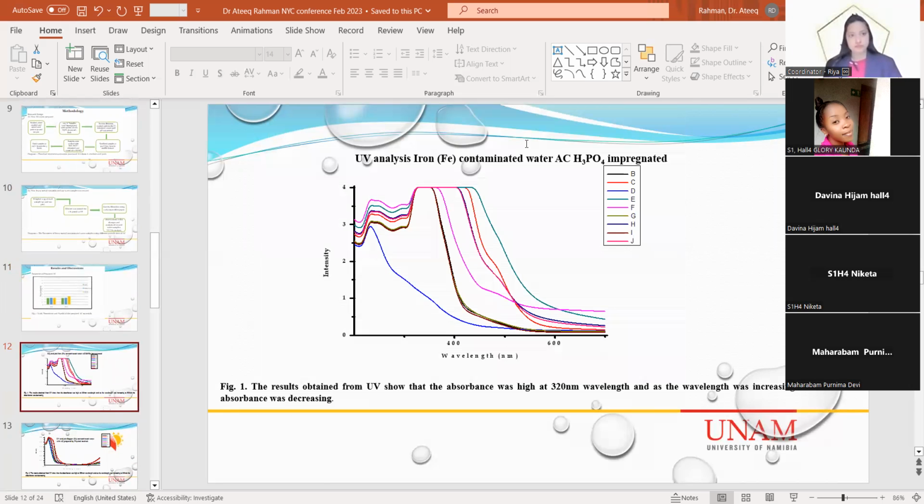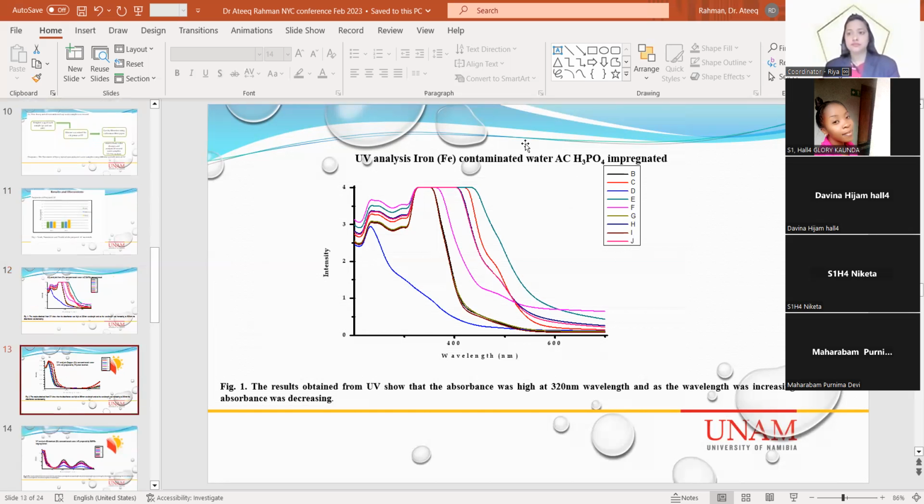Then UV analysis, iron contaminated water with AC3, H3PO4 impregnated. We can see A, B, C, all the samples have been done. These are for the iron, at different concentrations. We have taken 1.5 to 2.53 concentrations. And with this, we can say that from 500, after 550, the metals had been absorbed. The straight line which is coming has given a good result for the I sample.